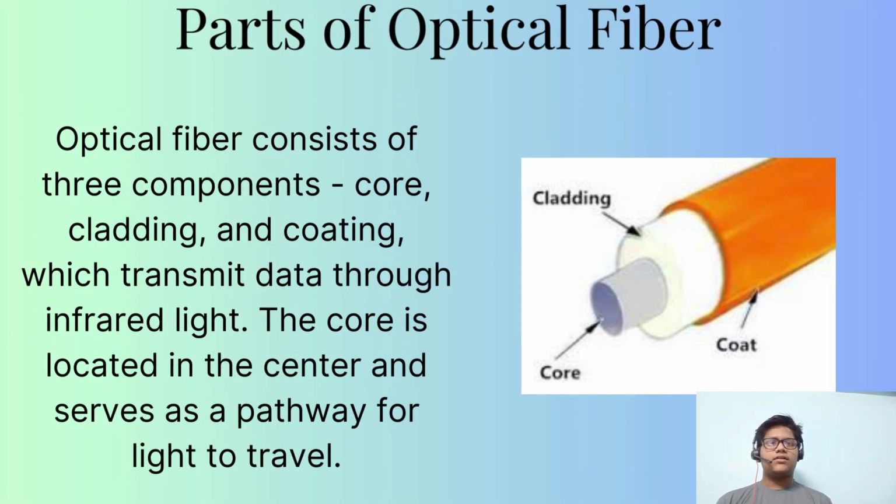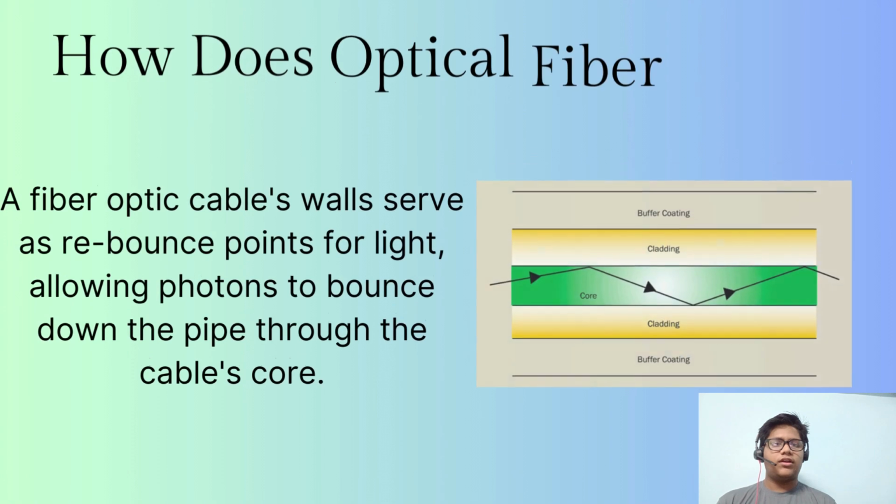So let's understand what the parts of an optical fiber are. An optical fiber consists of the core, the cladding, and a coat. The core is the heart of an optical fiber and it is typically made of glass or plastic. It is the center region through which light travels. Surrounding the core is the cladding, a layer with a lower refractive index that reflects light back to the core through total internal reflection. This structure allows optical fiber to efficiently transmit data using light signals, providing a foundation for high speed and long distance communication.